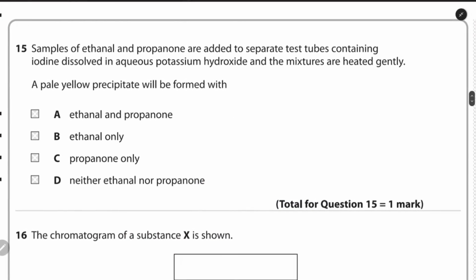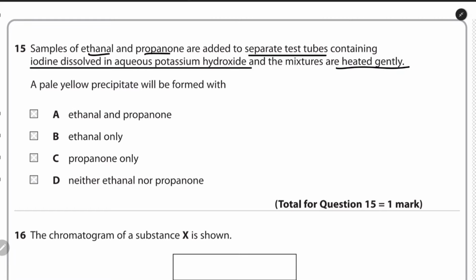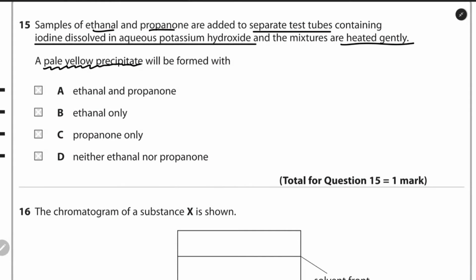Now for question 15, we are given samples of ethanol and propanol which are added to separate test tubes containing iodine dissolved in aqueous potassium hydroxide, and then they are heated gently, and a pale yellow precipitate will be formed. We have to find for which. So this test is the test for the group CH3C=O. This test of iodine dissolved in potassium hydroxide will turn pale yellow if this group is present.